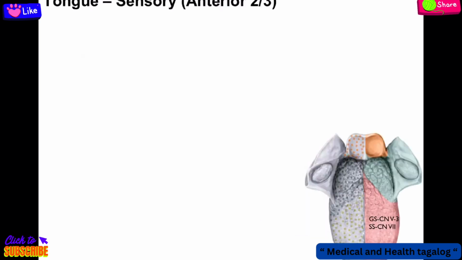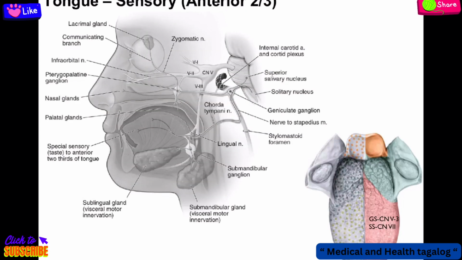Then let's talk about the tongue. So sensory innervation. The anterior two-thirds of the tongue gets different general sensory and special sensory. The general sensory is cranial nerve V3 via the lingual nerve, and special sensory is cranial nerve 7 via the chorda tympani nerve. And so here we've got this schematic.